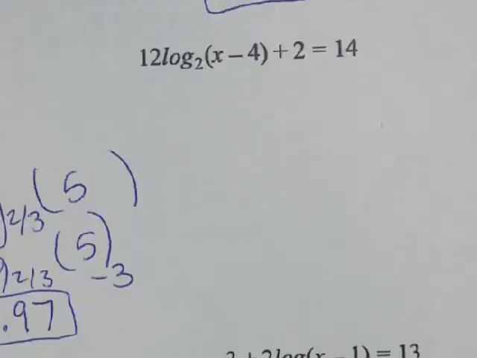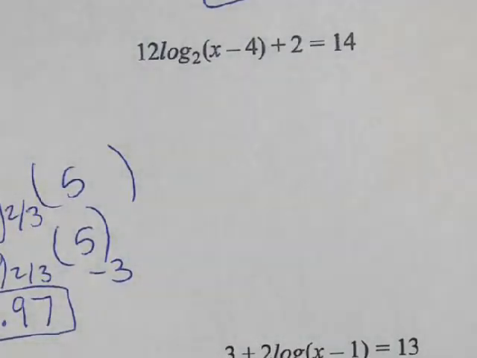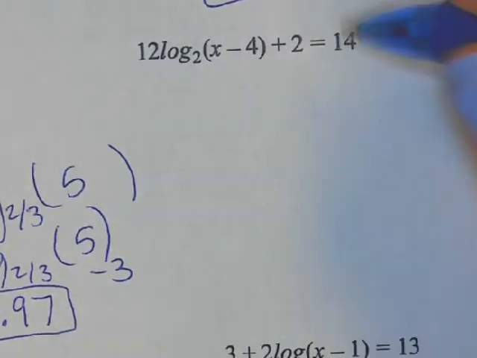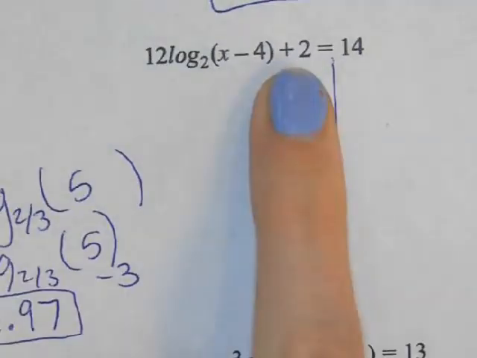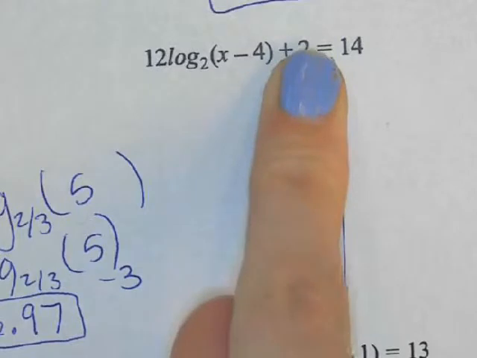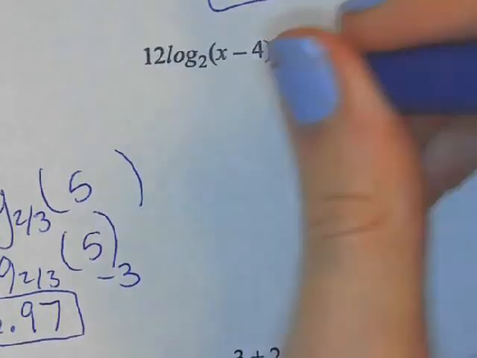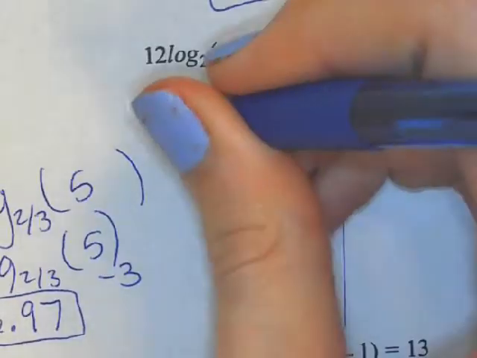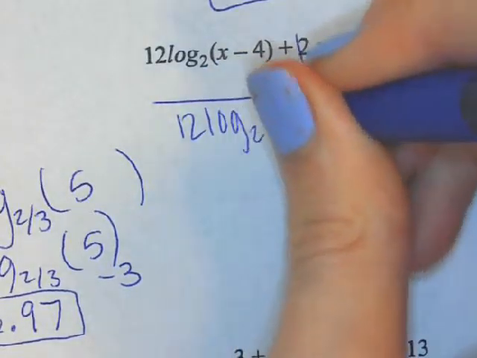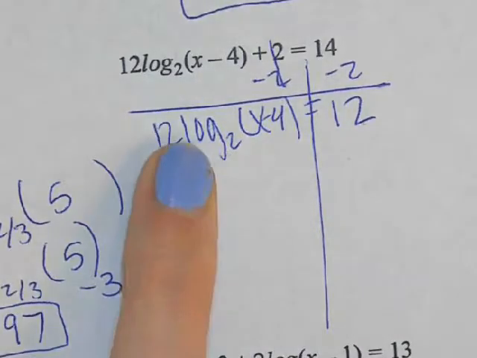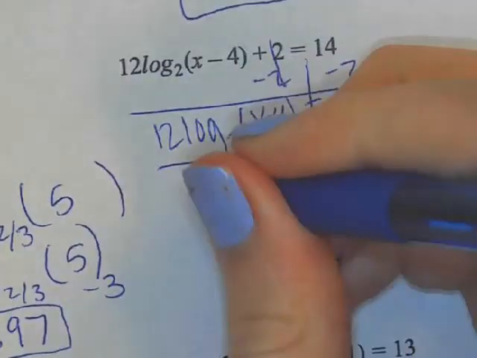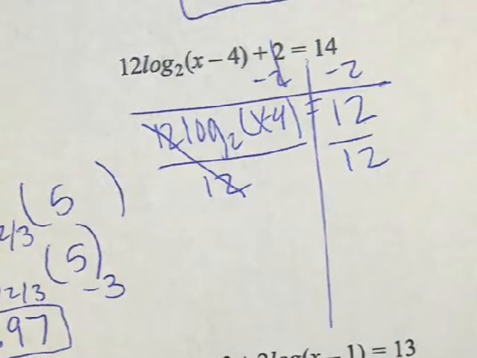Okay, next one. On this one, we have 12 times log base 2 of x minus 4, plus 2. Which one do we get rid of first? We get rid of what's attached before what's not attached. We need to subtract the 2 first, guys. You get rid of what's furthest from the log. The 2 is not attached to it, so get rid of the 2 first. Subtract the 2. We get 12 log base 2 of x minus 4 equals 12. Now we can get rid of what's attached. The 12 is being multiplied, so I'm going to divide by 12.